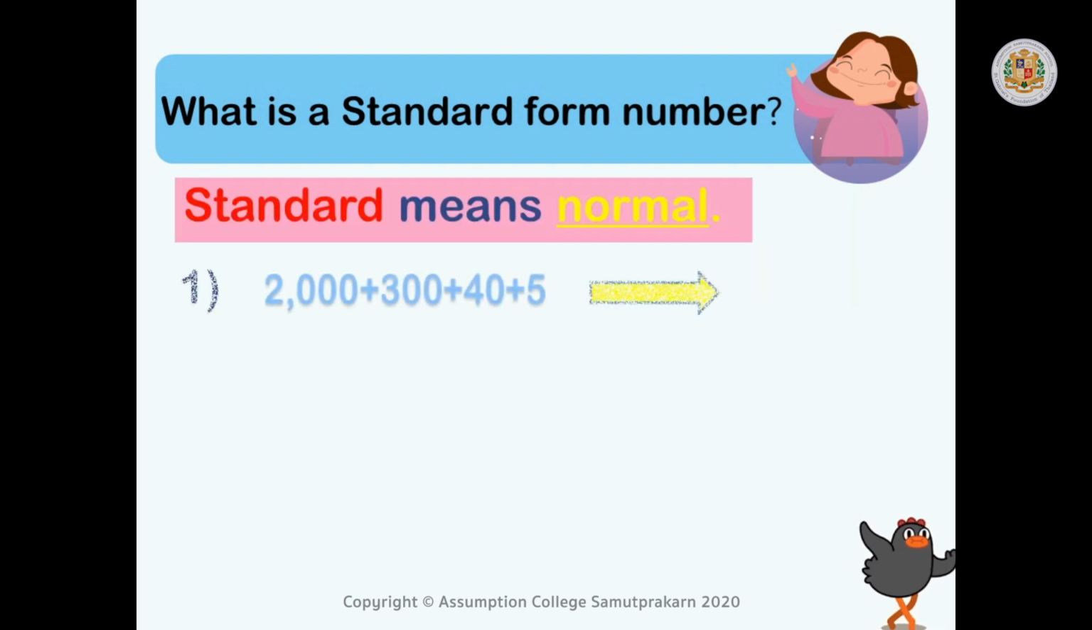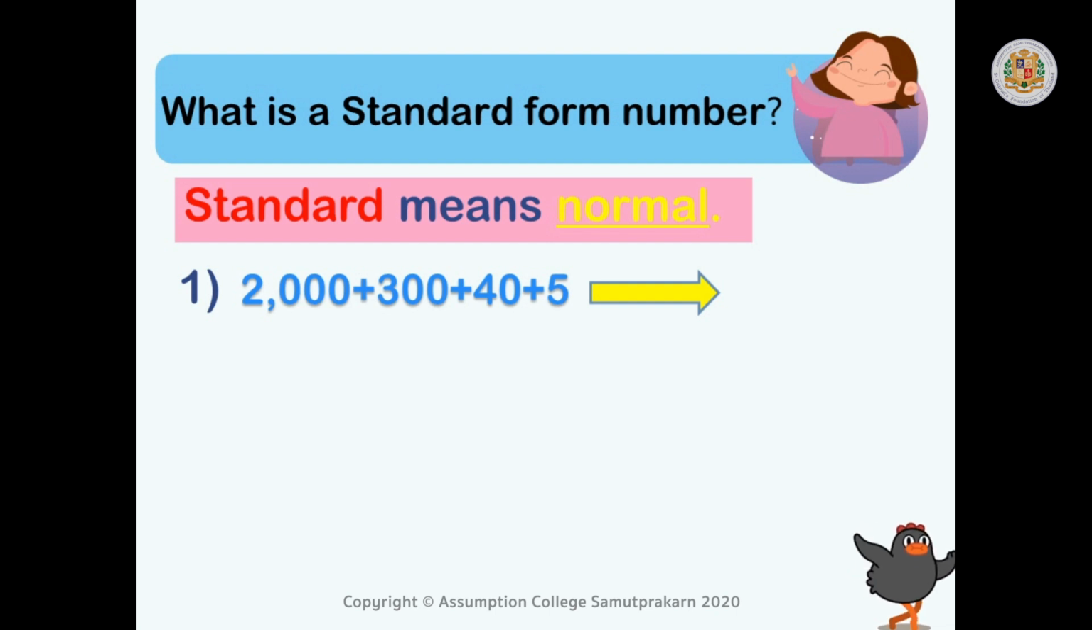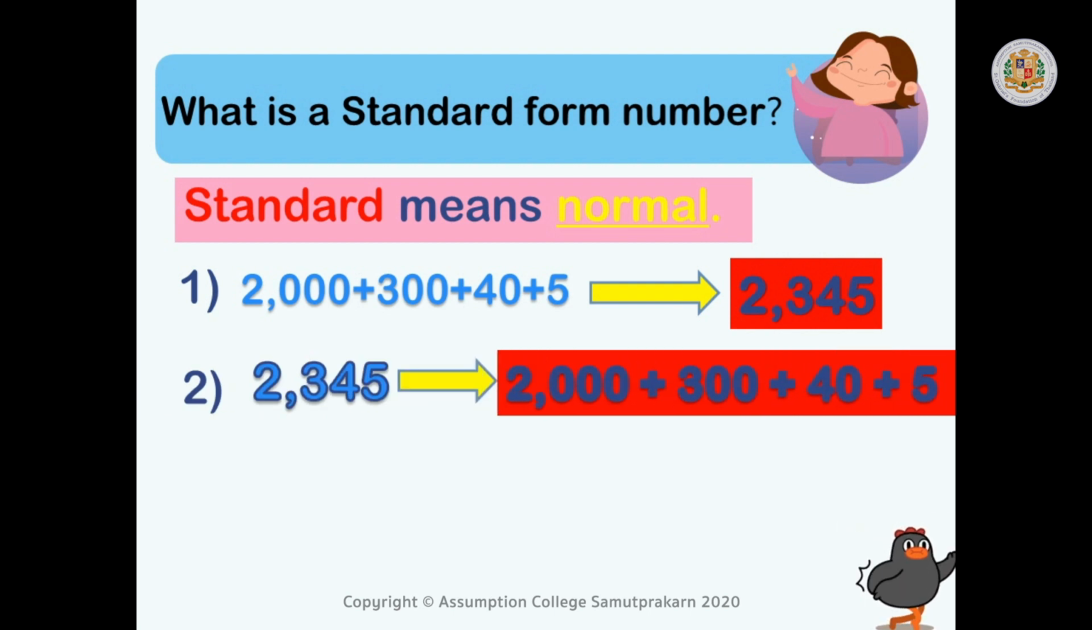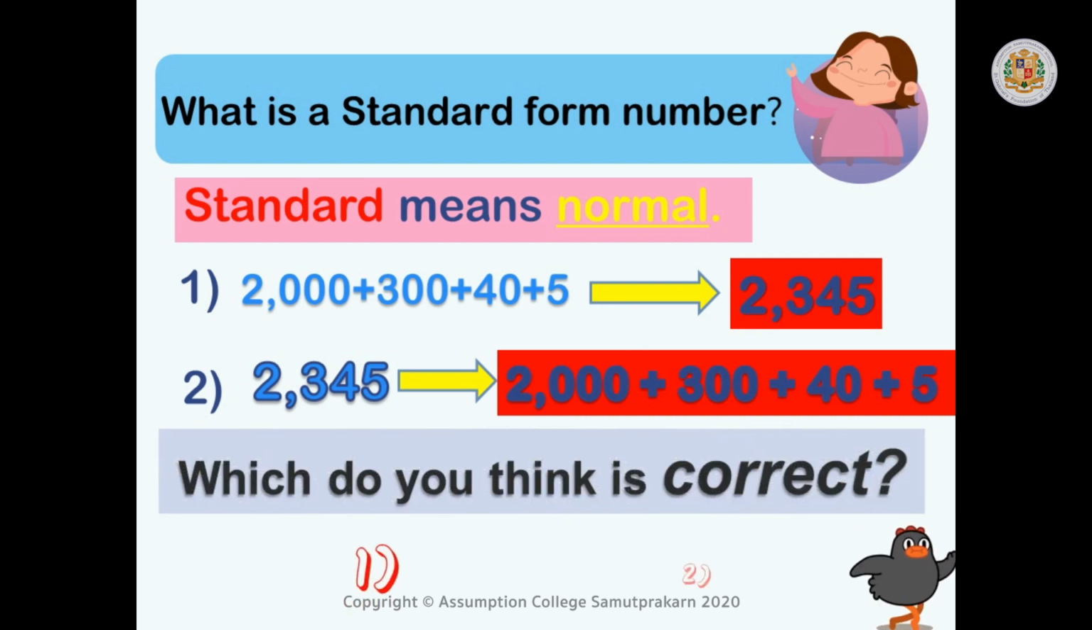Now, what about the standard form of a number? Standard means normal. Given two examples, 1 and number 2, we have 2,345. Which one is in the standard form of a number? Which do you think is correct? 1 or 2? Say your answer. Let us check. The answer is number 1. Very good.